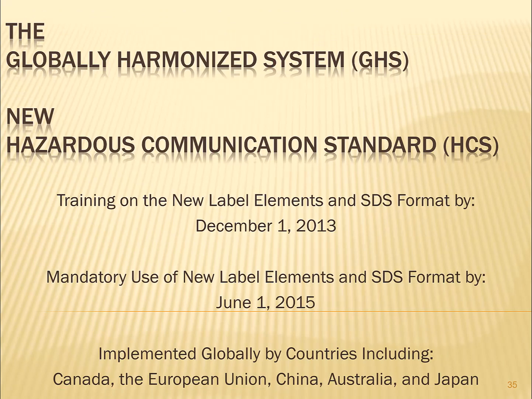Well, the United States, along with some other countries like Canada, the European Union, China, Australia, and Japan initially, and then a whole bunch of other countries have joined in since, implemented a standardized system across the globe called the Globally Harmonized System, or the GHS. And this involves standardizing a new kind of label, and it's standardized to work everywhere.